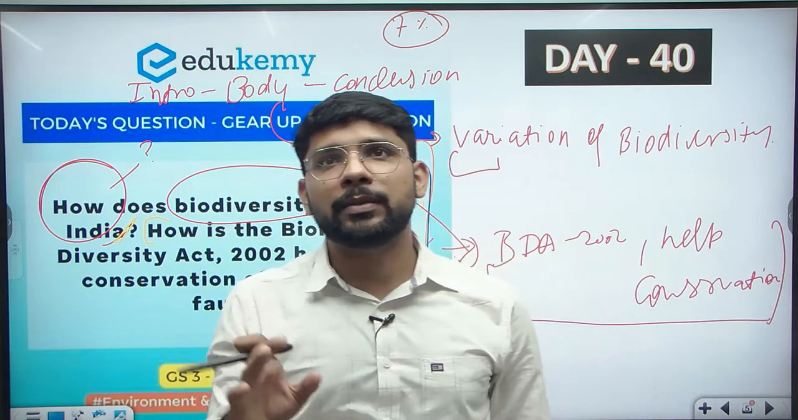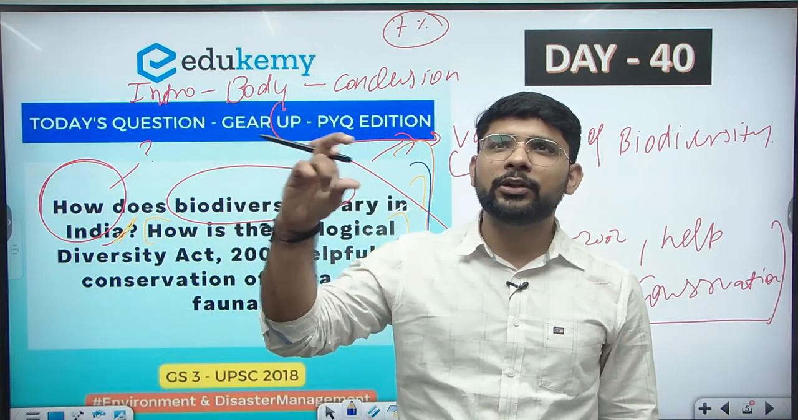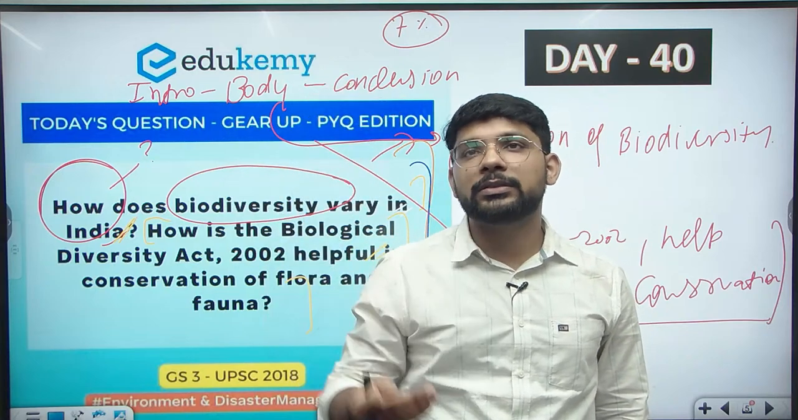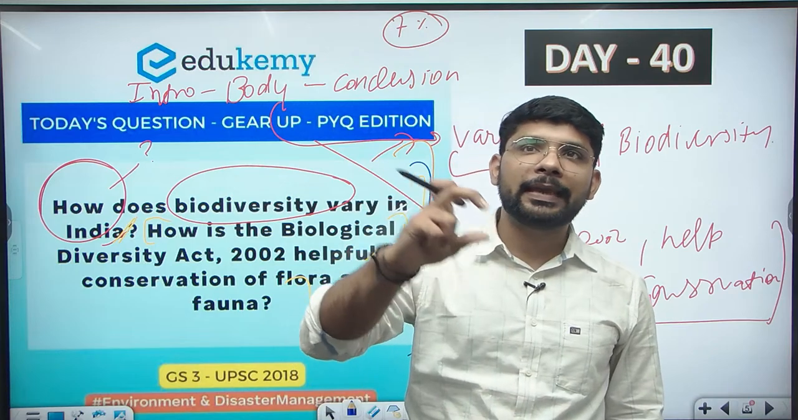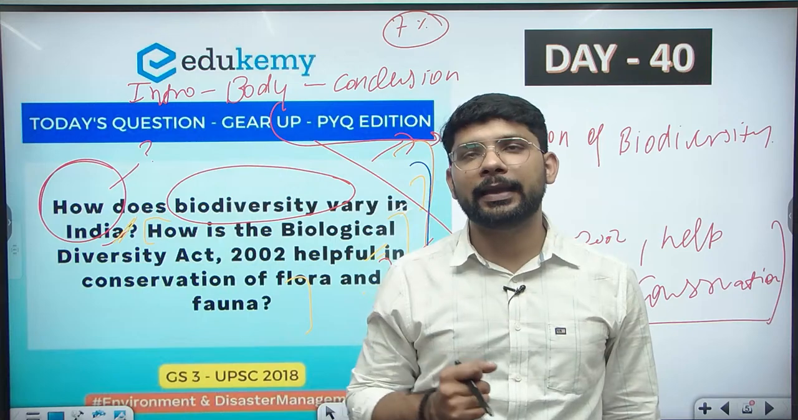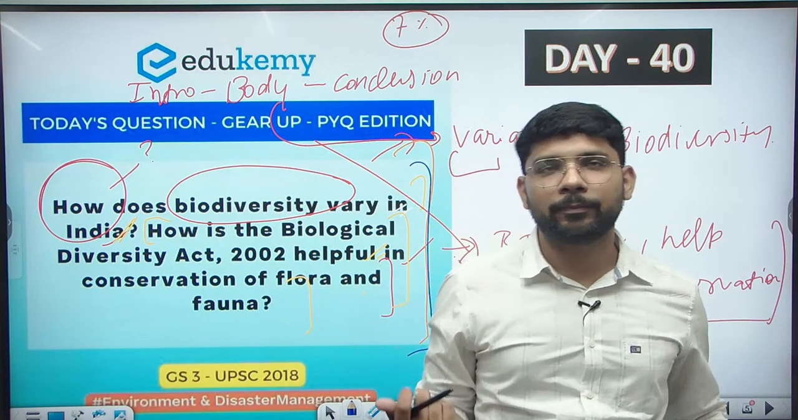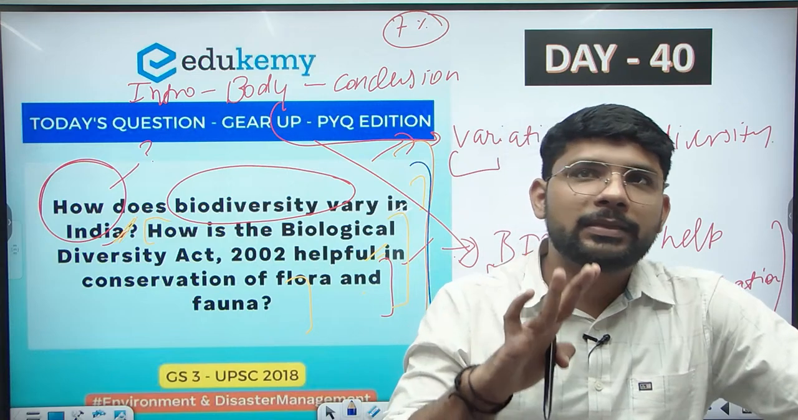The question is very simple, but this was a factual one also. You need to write about the complete act, what the provisions of the act are, what the different areas are, and what the different kinds of flora and fauna in that area are. So these are factual questions. And a trend is observed in the UPSC mains.